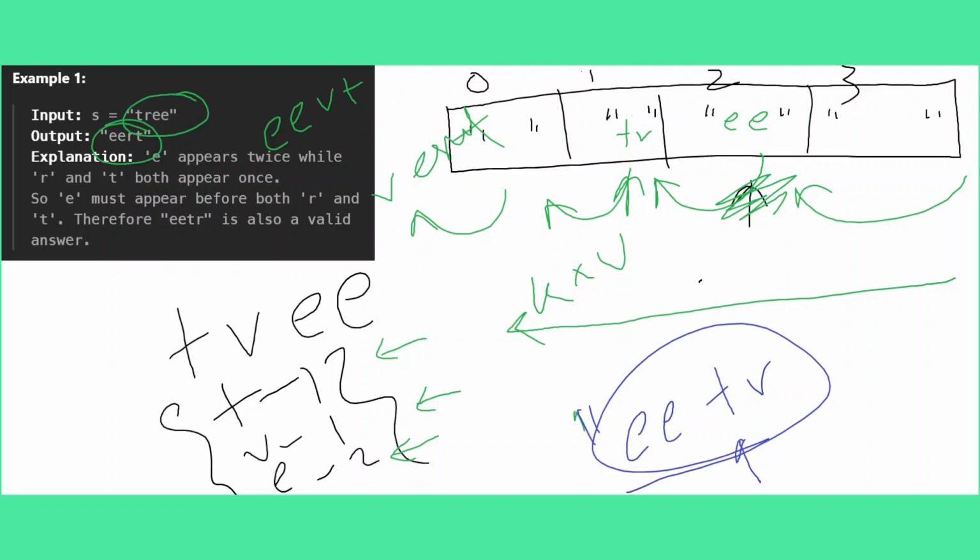This also preserves the order in which the characters appear in the string. That's why I created a hash map and I made sure that I'm appending to the end of every substring. So this is how we will code the solution. Let's go code.